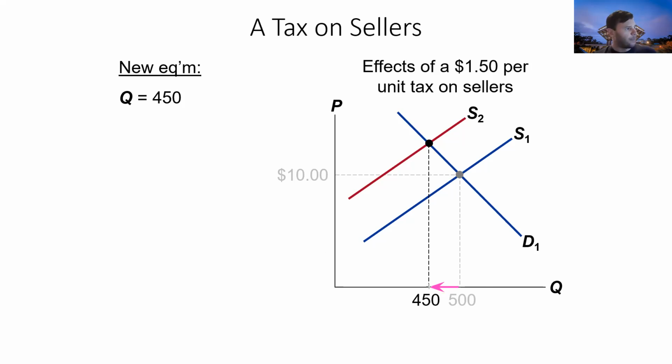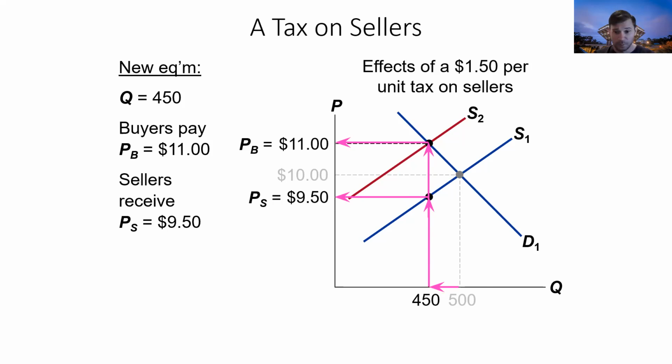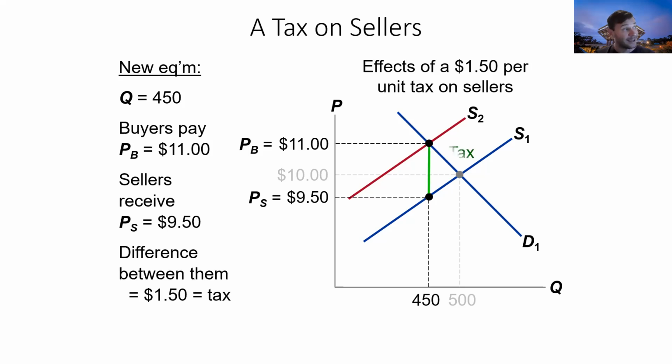And if we were to go up to the supply curve before tax to think about the price the sellers are going to receive, and we were to go up to the demand curve before the tax to think about what the buyers are willing to pay at 450 units, we will also see something very familiar here. Buyers are paying $11 per unit. Sellers are receiving $9.50. And again, the difference between those prices accounts for what? Yeah, it is the tax wedge.